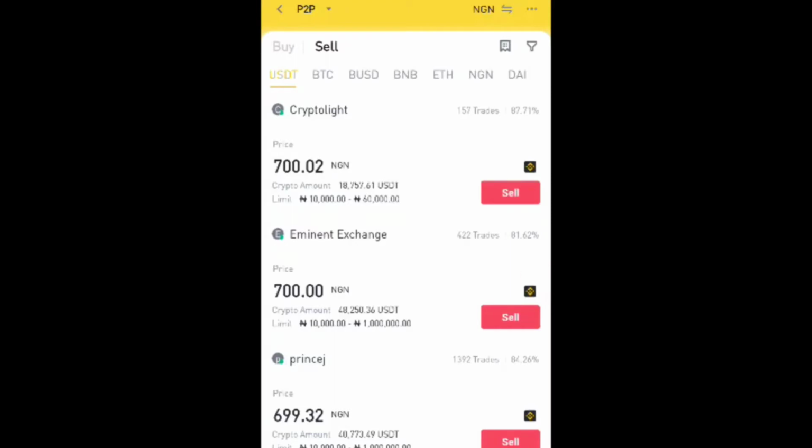This is the name of the person selling. This is the number of trades the person has made since the person started using P2P here, and this is the success percentage, the success rate of the person. So when you are doing this, if you're going to use P2P, there are three things you should look at. Look at the person's number of trades, look at the person's success rate, and then look at the mode of payment. Very important.